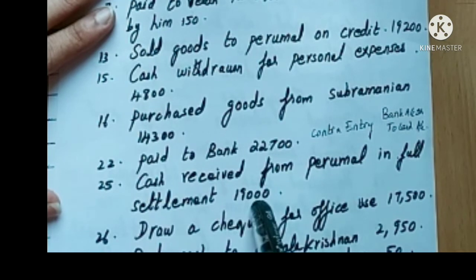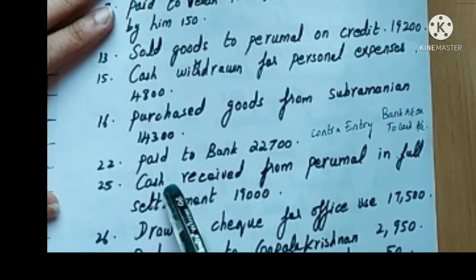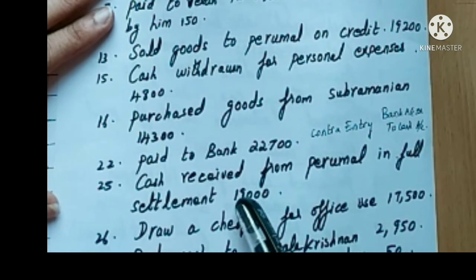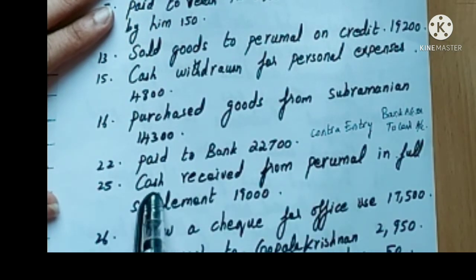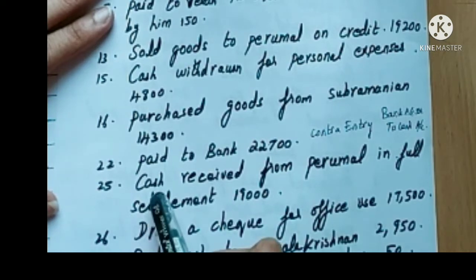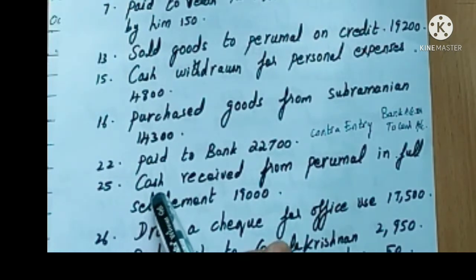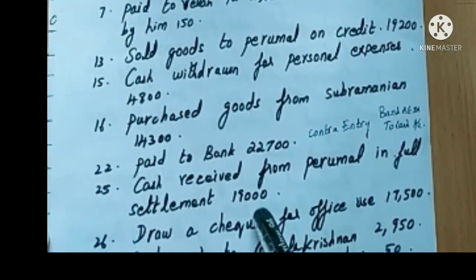Discount is allowed by us. It is a loss for us. So we are going to debit discount allowed. Cash account debtor, discount allowed account debtor to Perumal account. This is the entry. In this entry, cash is debited. So I am going to write it on the debit side of the cash book, to Perumal account rupees 19,000, and in discount column I am going to write rupees 200.